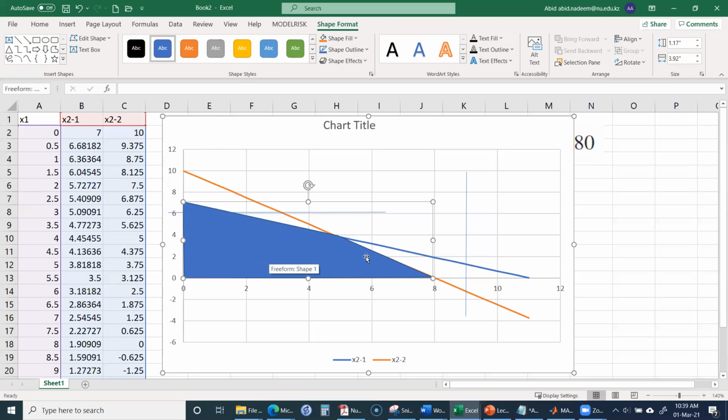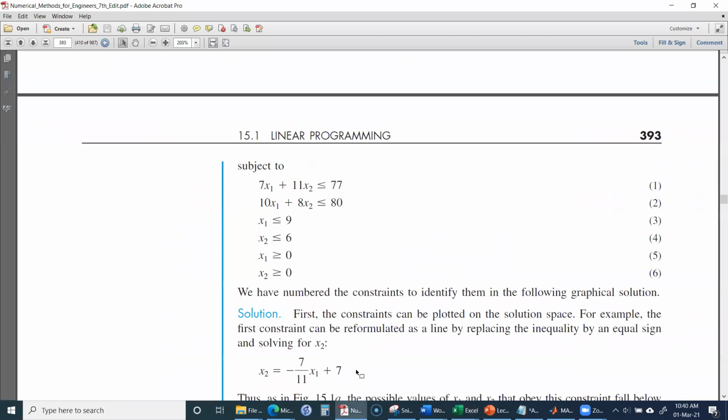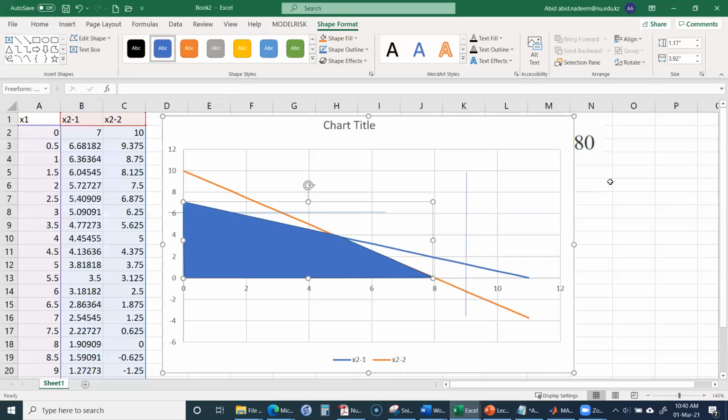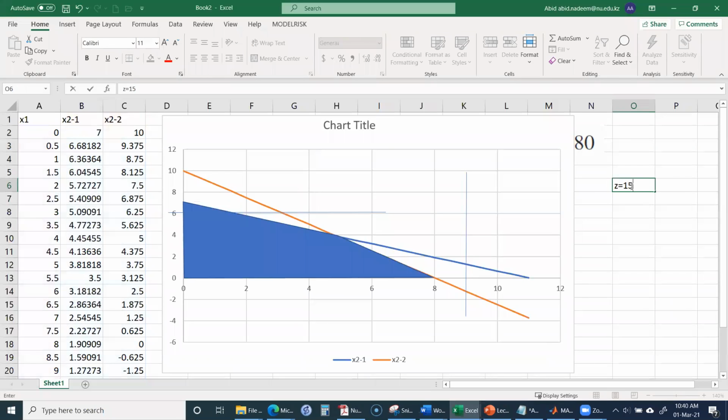So for this feasible area, what we have to find is the optimum solution. For the optimum solution, we have to look at this objective function. So this objective function z is equal to 150 x1 plus 175 x2 can be represented like this. For example, if we take it in terms of x2, x2 is equal to minus 150 x1, right, divided by 175.